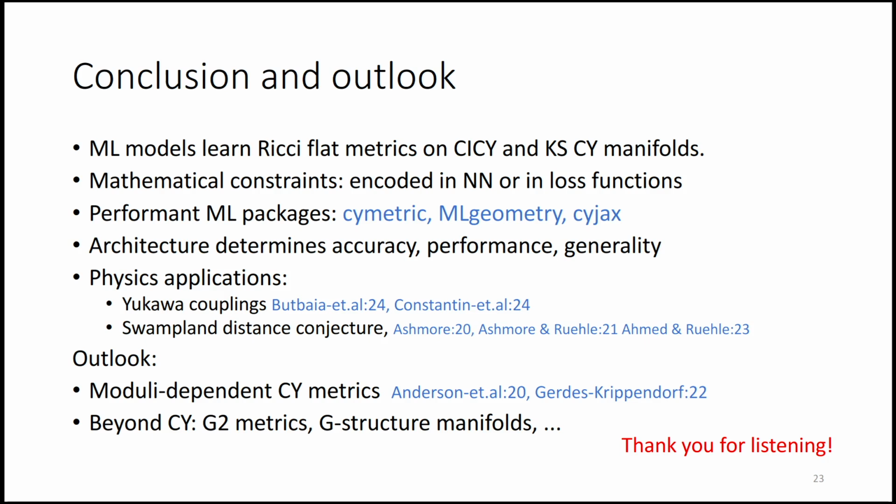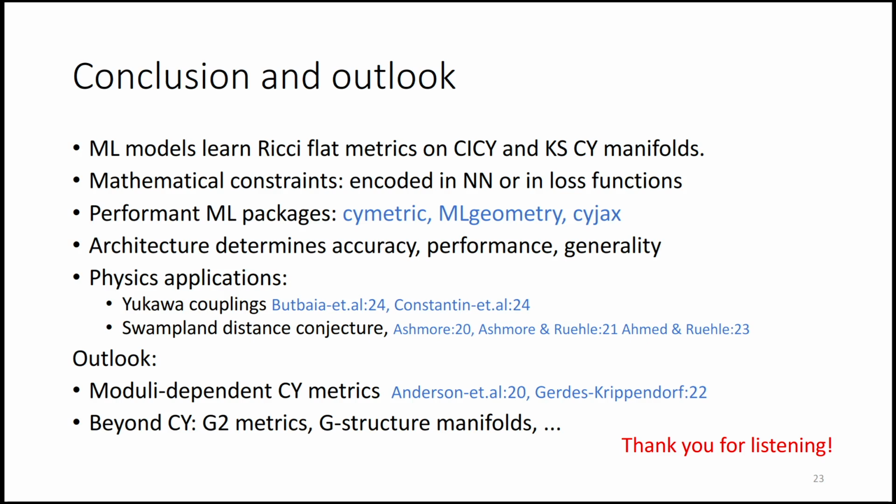What I've told you is that we can use machine learning models to learn Ricci flat metrics on many different Calabi Yau manifolds. The most popular constructions that we have for Calabi Yau manifolds are the CICYs and the Kreuzer-Skarke Calabi Yau manifolds, and the machine learning methods work on all of these. The mathematical constraints will be encoded either into the architecture of the neural network or as loss functions, and one has to make a decision on how much flexibility we want to have when doing this. There are performant machine learning packages that are available to use and that can also be modified and adapted by users.